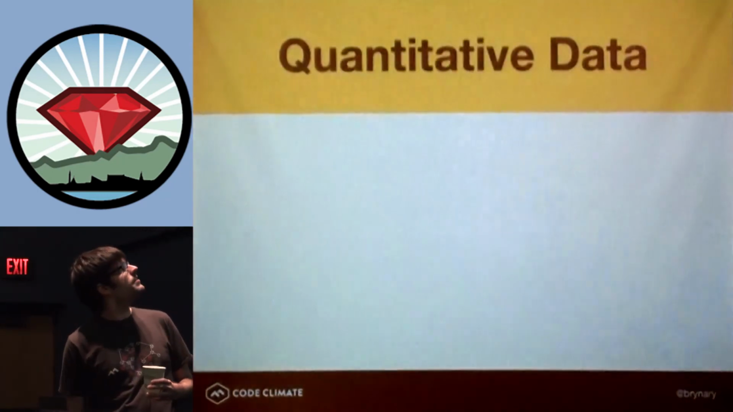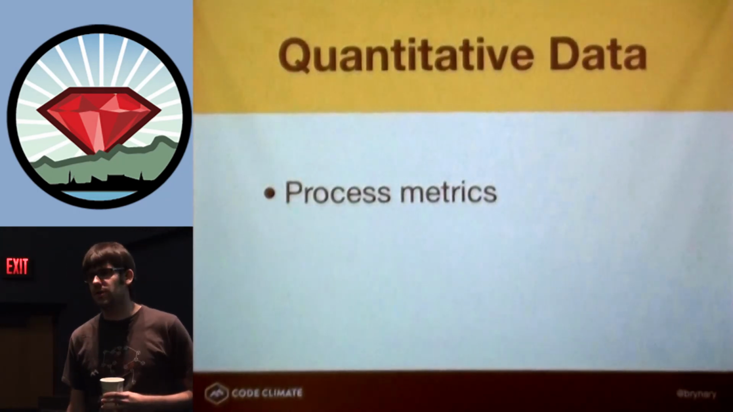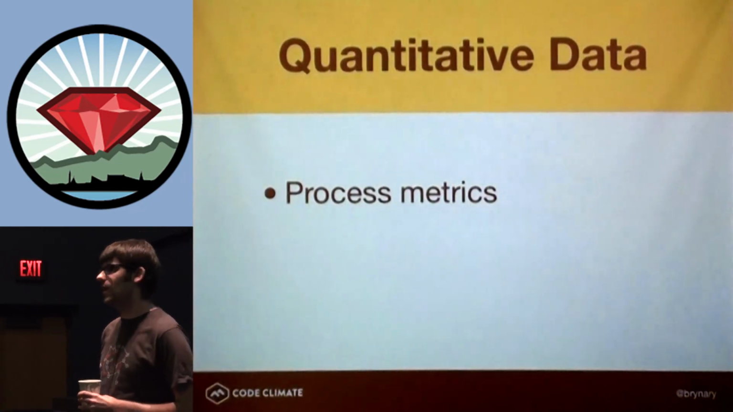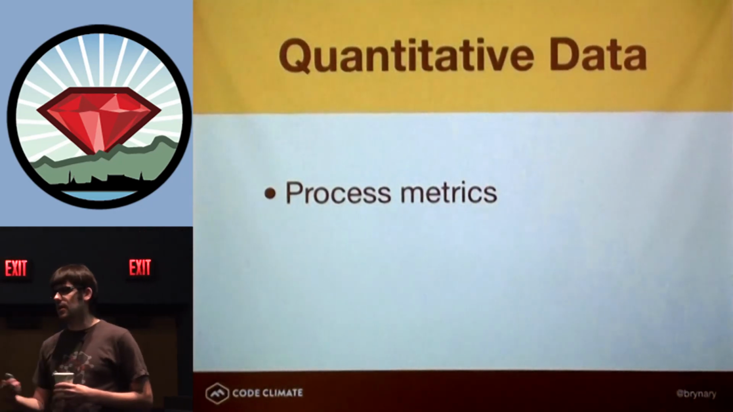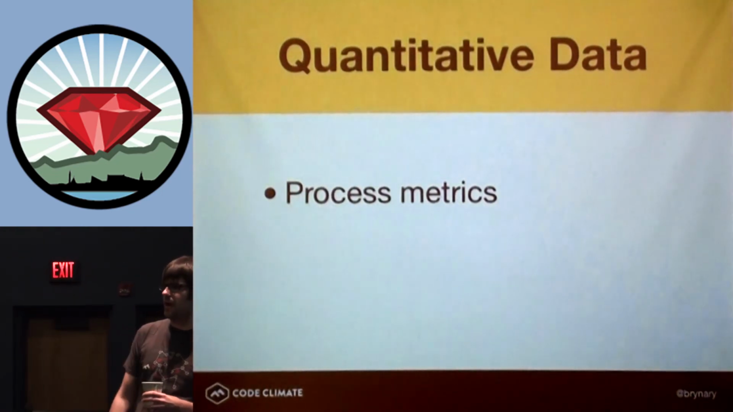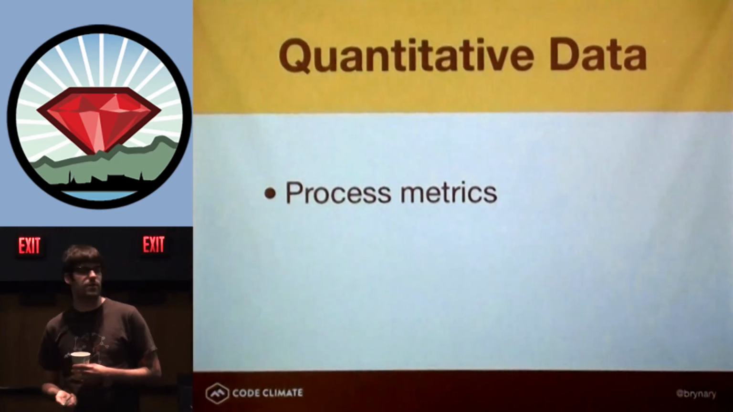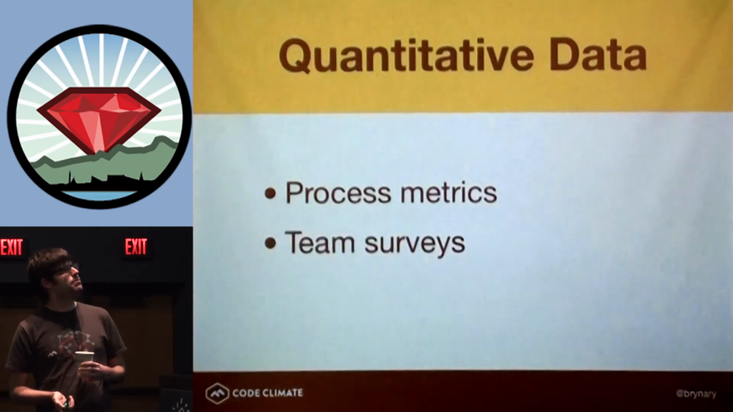In terms of quantitative data, there's some other things that you can do. You can collect process metrics. Velocity seems to be the most common, even though I hate that term. Lead time and cycle time are concepts from lean manufacturing that people introduce in their software development processes. You can survey your team.